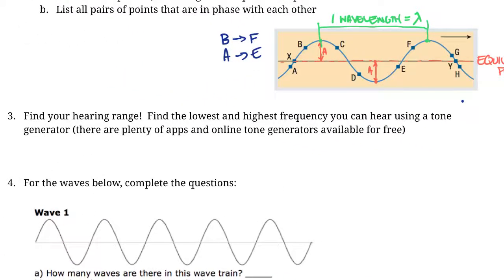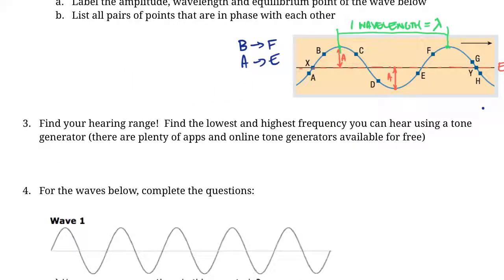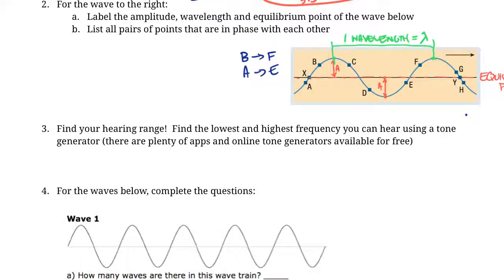You can try this one at home, find your hearing range. You can just go to an online tone generator, just search for tone generator in Google, and you can basically scroll back and forth and see what's the lowest frequency you can hear and what's the highest frequency you can hear.